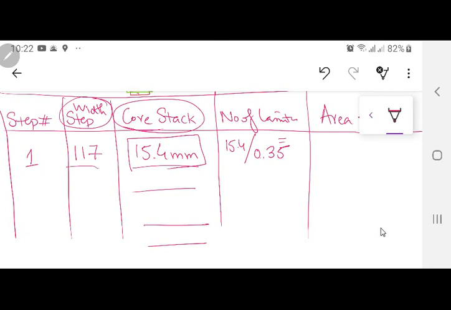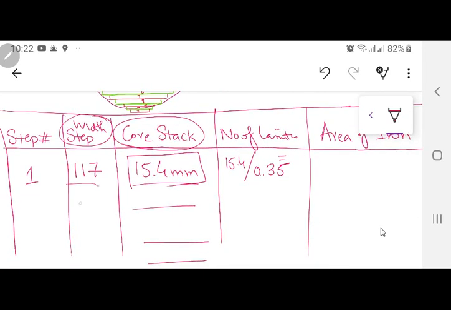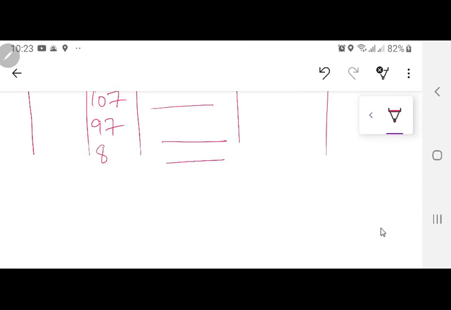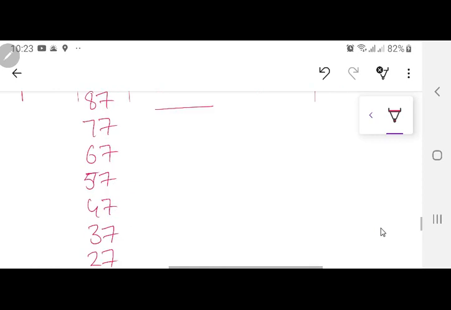Make this table. Make the table in your copy. You have this as 117. Please populate this. Tell me the values from your copy, side by side. 117. What was after this? 107. Then 97, 87, 77, 67, 57, 47, 37, 27 and 15.4. Give me the core stack.